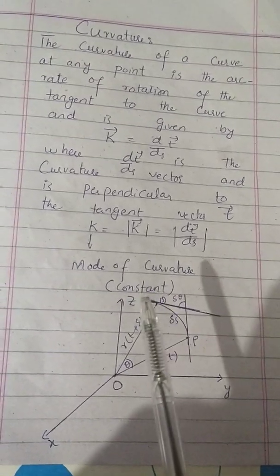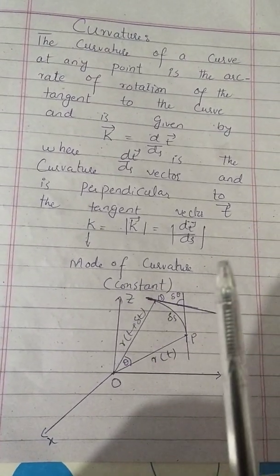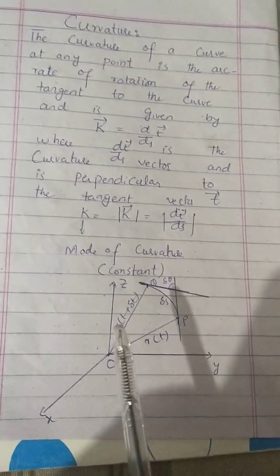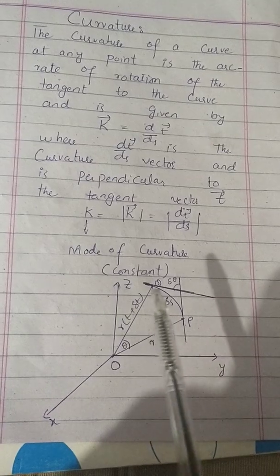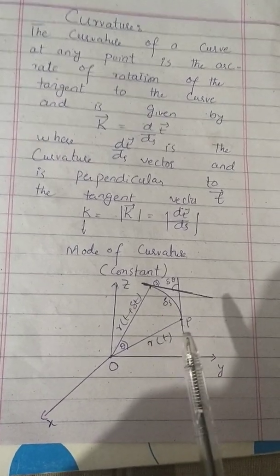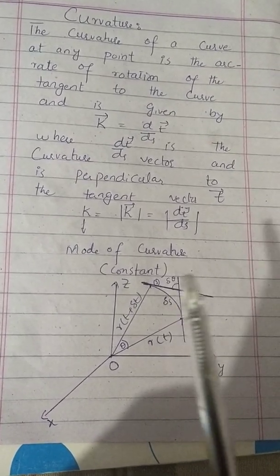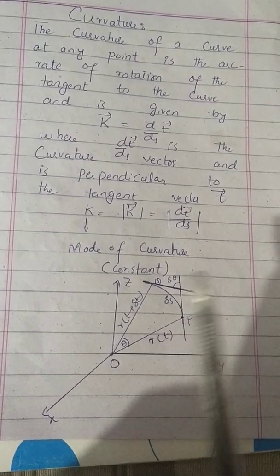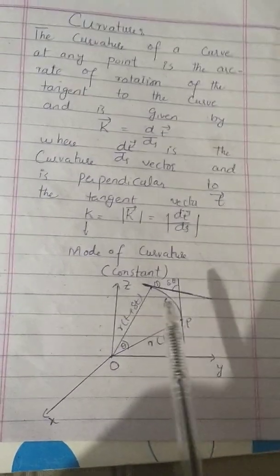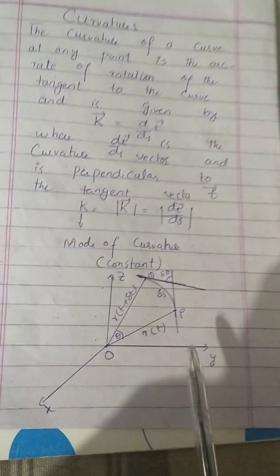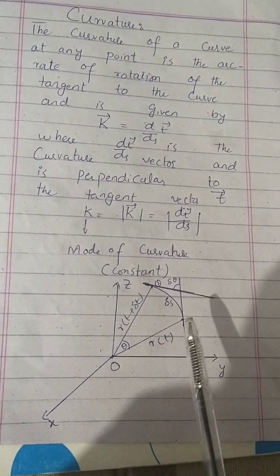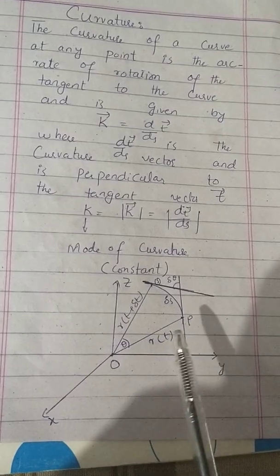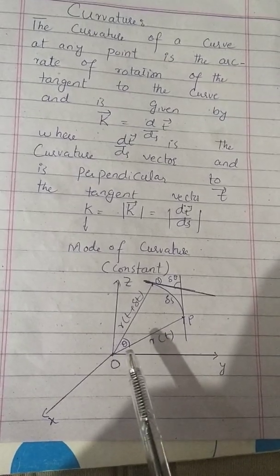Now we will discuss curvature figure by figure. I take the xyz plane, then I draw a curve. You can draw a curve anywhere in the xyz plane. So here I draw a curve like this, then I take a point P, and I draw the position vector of P, which is equal to r of t with respect to the origin O.